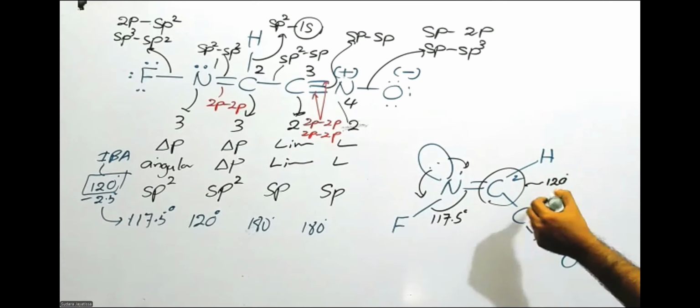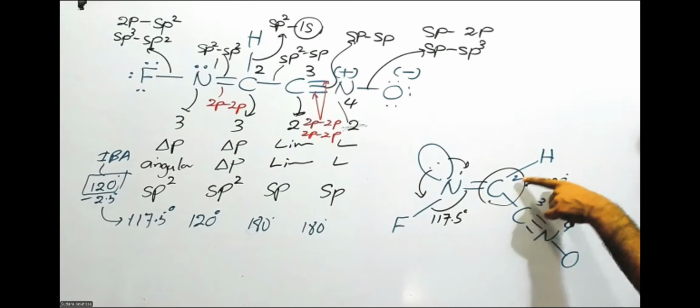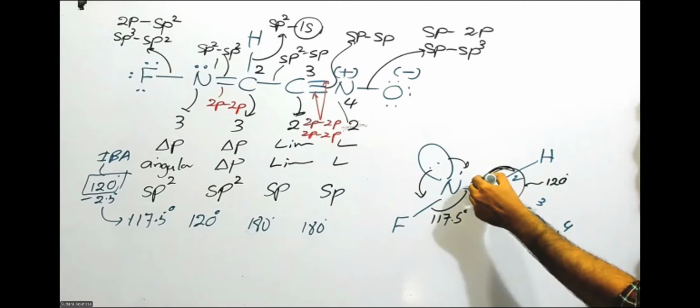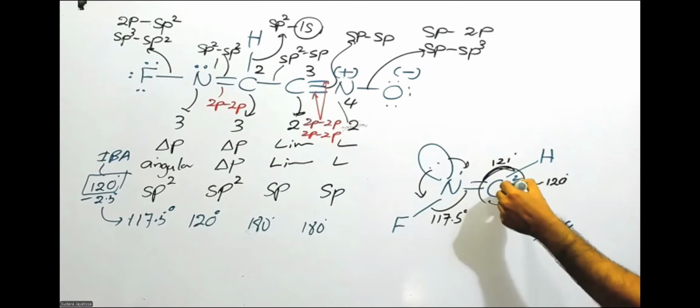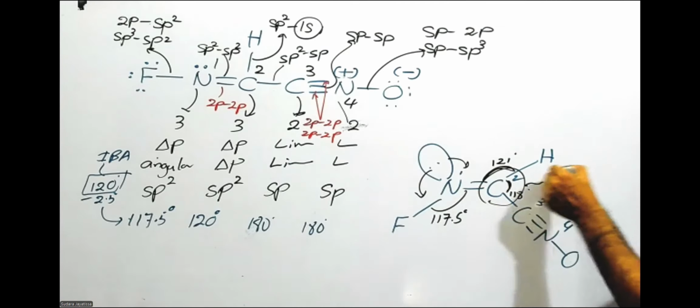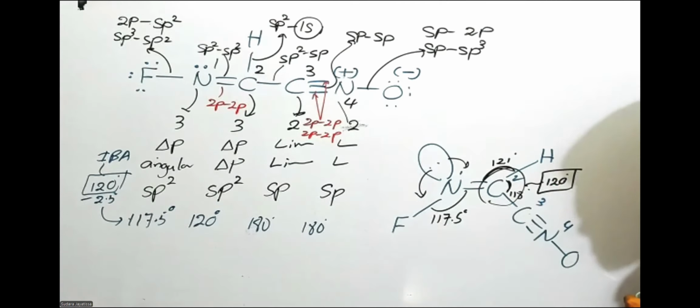Approximately 120. Because if you get the exact bond angle, it's going to be different. So one can write this bond angle is more than 120, 121. And this one is going to be lesser than 120, so 118. Like that you can say. But what you have to write for the exam is 120.